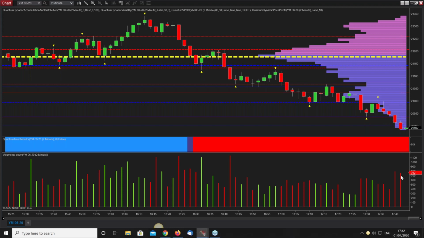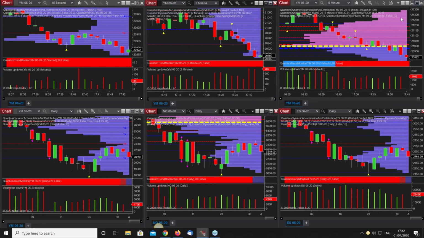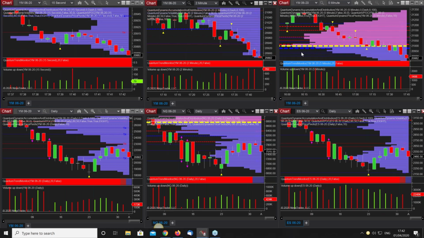Nice confirmation of volume there. All looks tickety-boo. Pretty straightforward for the time being. And that's what volume does, gives you the confidence, and the indicators underpin that, helping you to stay in and used in multiple time frames. That's what it's all about.